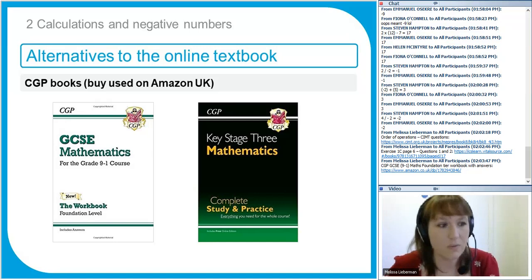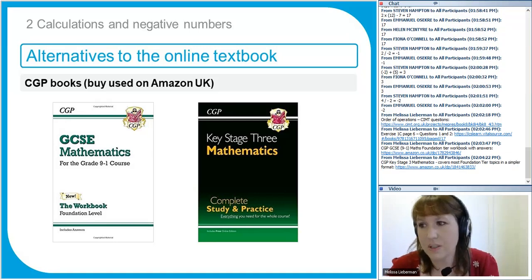So if you're really not confident, and I know a lot of people who are just starting this course aren't very confident with maths, I think that would be a good place to start. So if you wanted to get the Key Stage 3 book, just a bit simpler, you could try that. It won't waste your time.